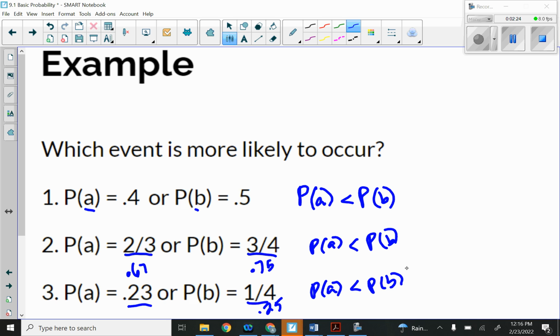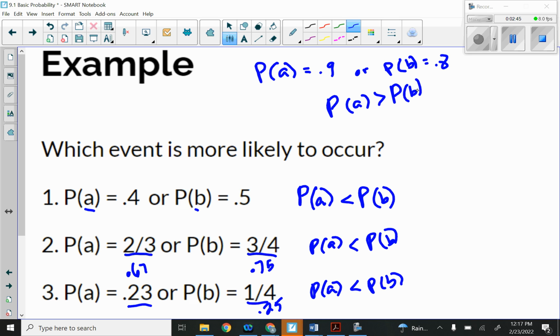So if I do another example, if I say the probability of A equals 0.9, and the probability of B equals 0.8, then in this case, the probability of A is greater than the probability of B. So knowing your less than or greater than signs is important for this.